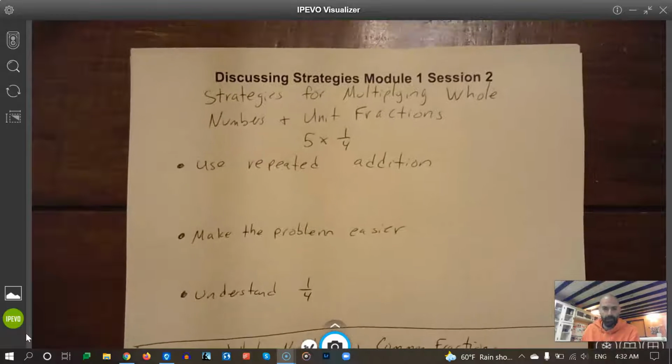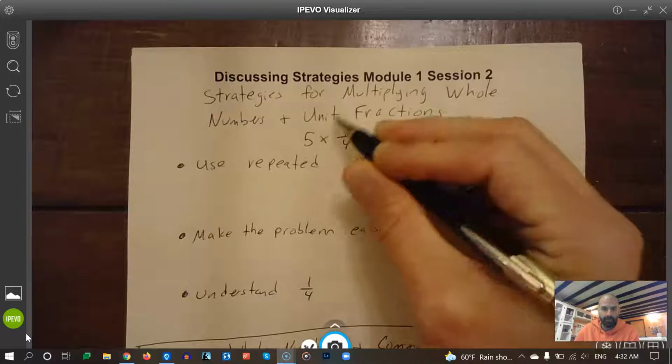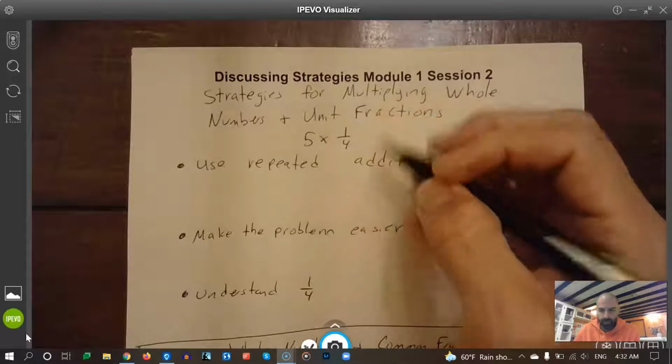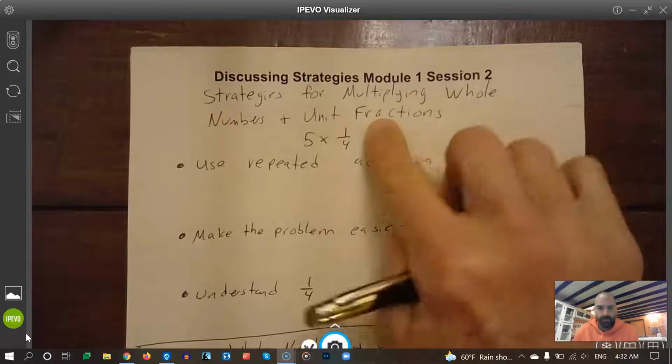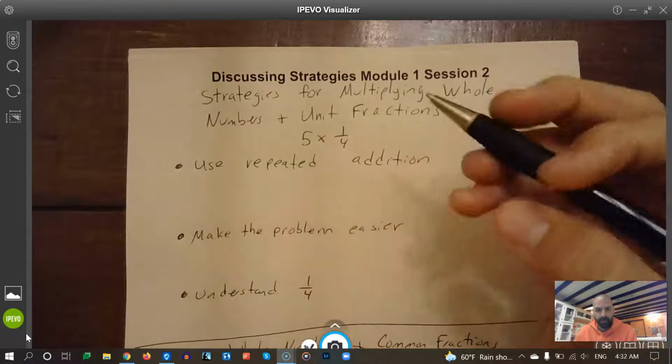So first up, we're looking at when we have a unit fraction. A unit fraction, hopefully you know, is any fraction where the numerator, the top number, is 1. So remember, when we have a fraction, we have our numerator, we have our denominator. And when this numerator is 1, that's when we can consider that a unit fraction.